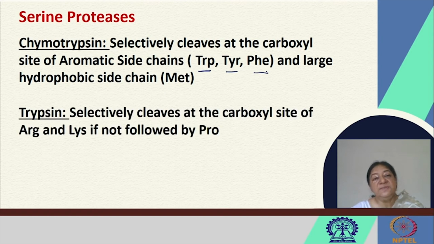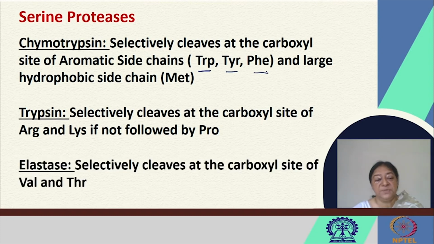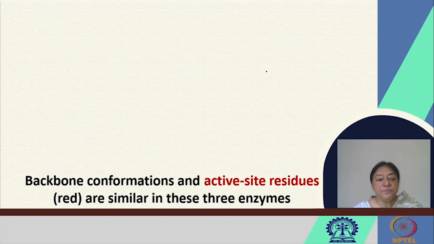Trypsin selectively cleaves at the carboxyl side of basic amino acid residues like arginine and lysine, provided it is not followed by a proline, because we know that proline is an amino acid and the orientation of the backbone may be in a manner that cannot be bound to the active site of trypsin. Similarly, elastase selectively cleaves at the carboxyl side of small residues, in this case valine and threonine.